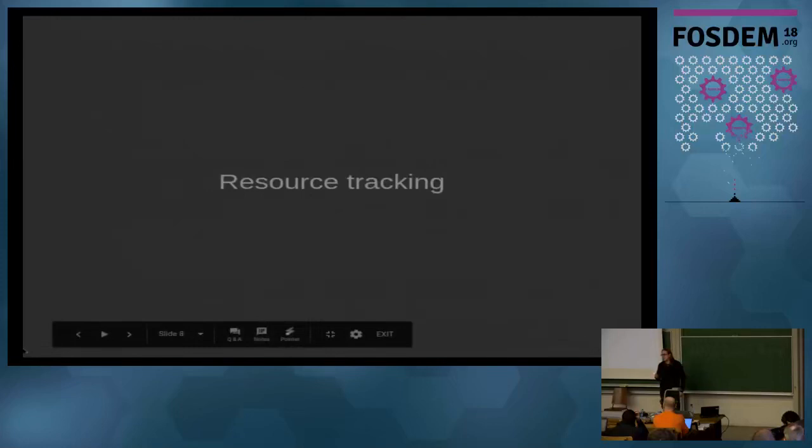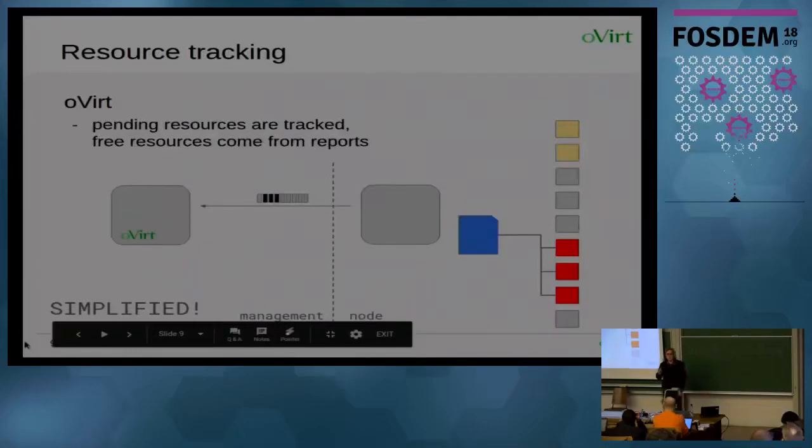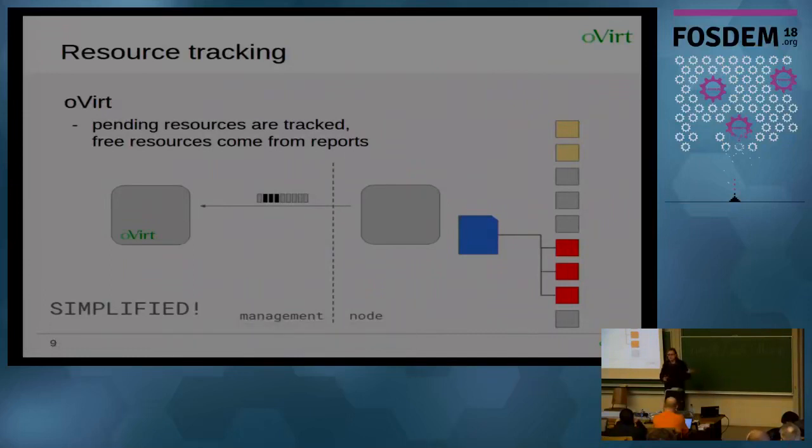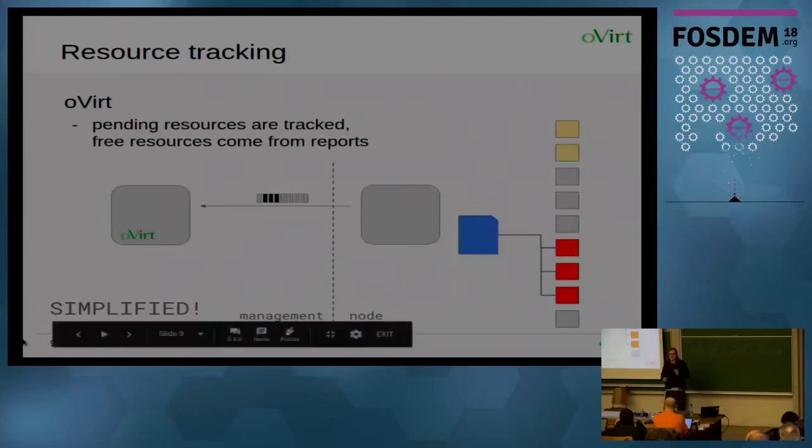It needs to know how much free resources it has on nodes. So let's say we have oVirt. oVirt is data center virtualization. So as I said, we have the management with the scheduler, we have the agent. The agent is on the right side. And currently we have a host with a single VM running. It's occupying some resources. Those are red boxes.